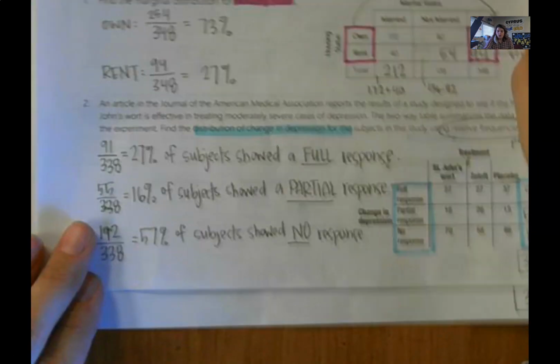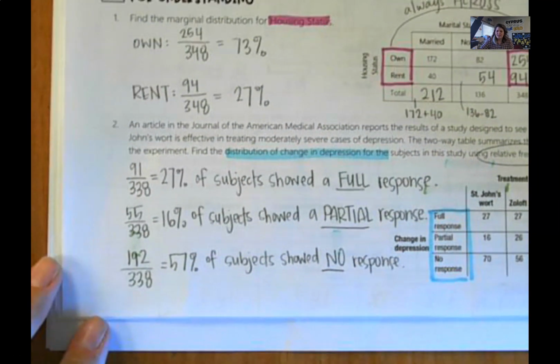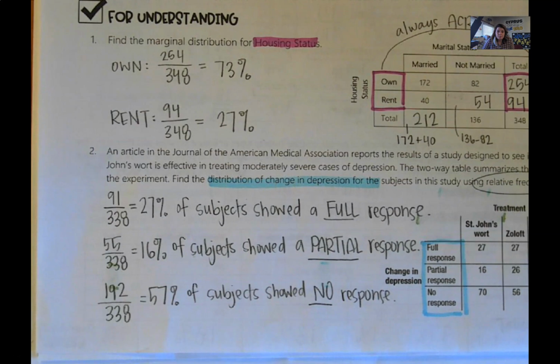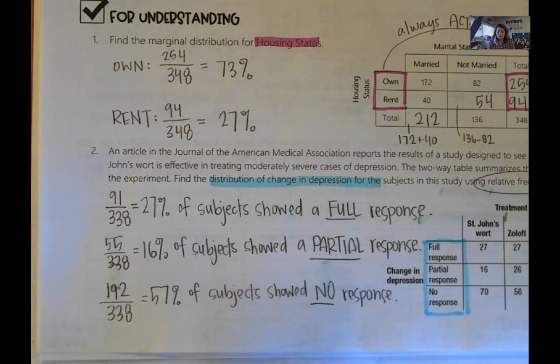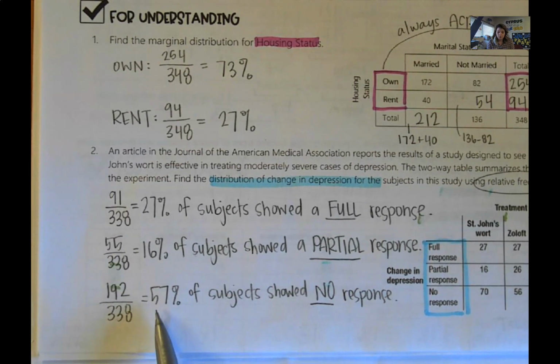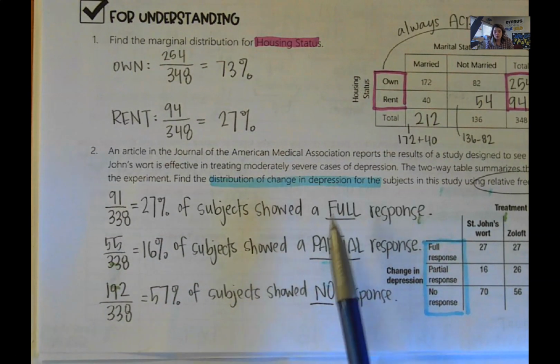Okay, so these are my marginal percents. 27% of subjects showed a full response, 16% showed a partial response, and 57% of the subjects showed no response. If you did not write your marginal distribution out, it may be a good idea for you to do that, because in stats, they want you to be as explicit and specific as possible. So I showed my proportion, converted to percent, and wrote out fully what was happening.